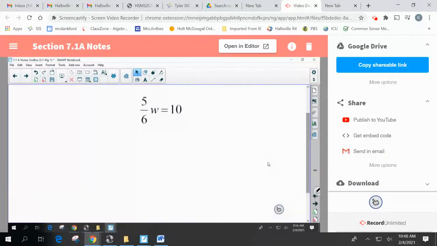All right, 5 over 6 w equals 10. So same thing we're going to do, which is keep, change, flip. So we're going to flip and multiply each side by 6 over 5. So w equals 12.